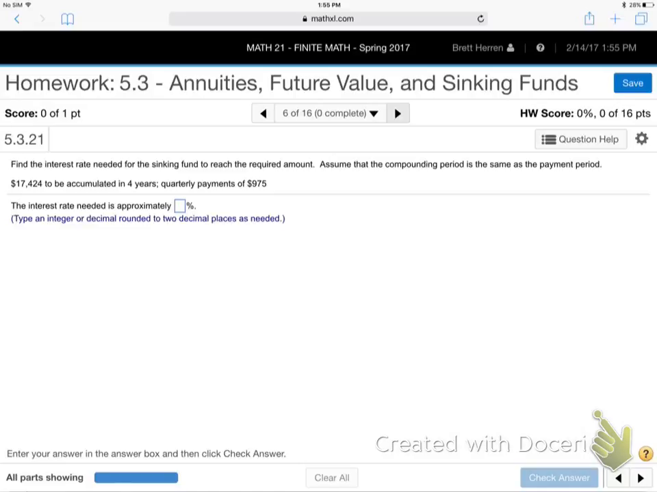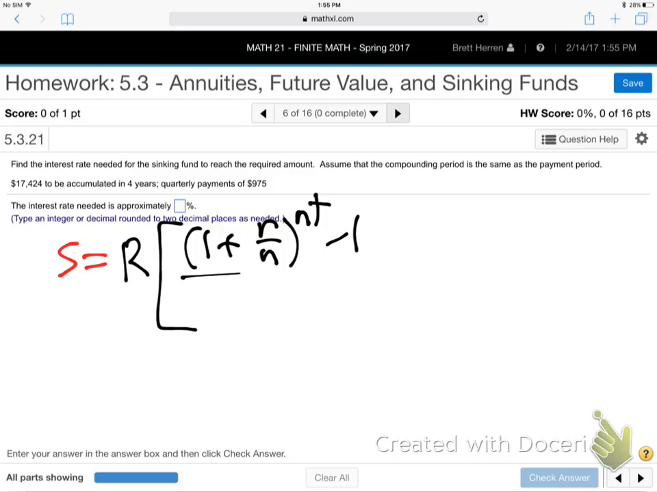All right, so find the interest rate. This should be more challenging. Same formula: S equals R times (1 plus R over N) to the NT minus 1, over R over N. We good to there? Now go ahead and plug in what you can and see if you can identify what they want you to find. I think you get more out of it if I give you a second. Try that.